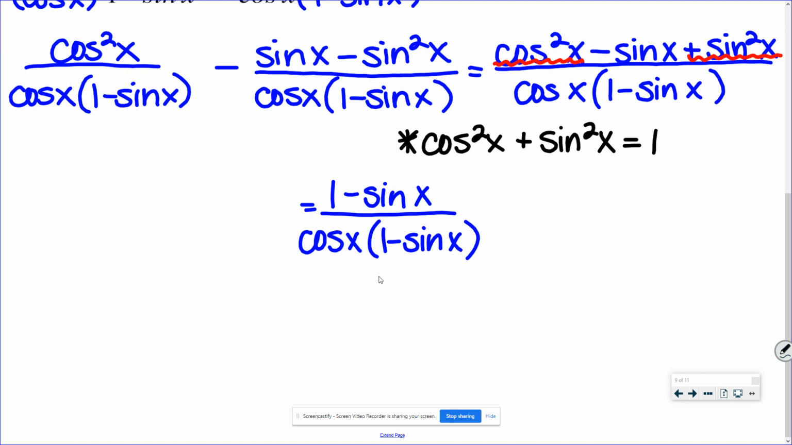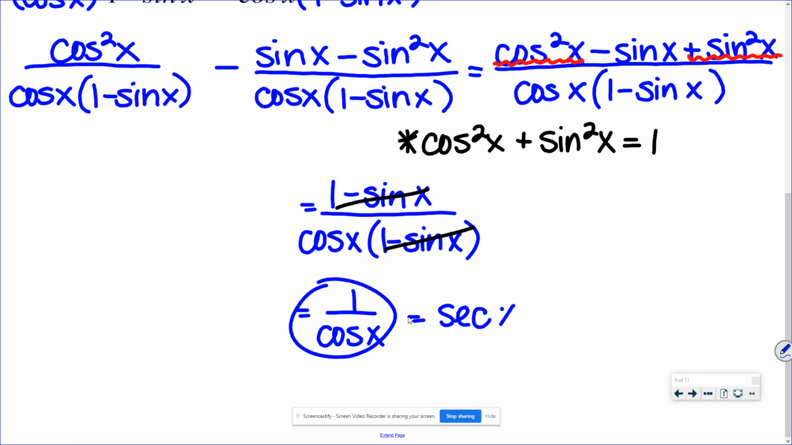Now watch how beautifully this ends up working out. 1 minus sine x cancels with 1 minus sine x. So you end up with 1 over cosine of x, which would be an okay answer, but we could do a little better by calling it secant of x.